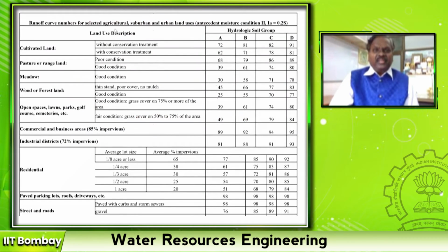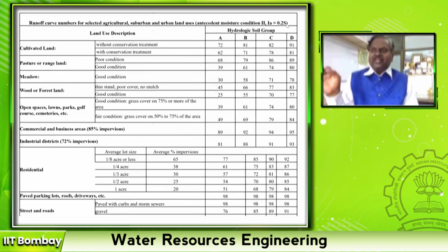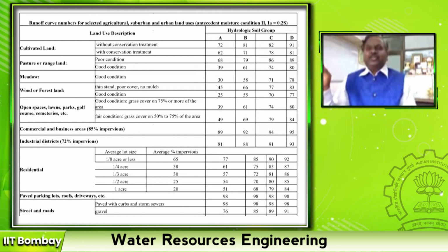First you have to write, since we have only this table for Ia equal to 0.2 S, this runoff is estimated based on the assumption that the initial abstraction Ia is 0.2 times S. Then you can use this table.